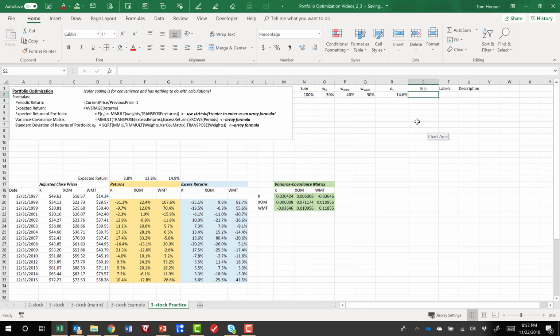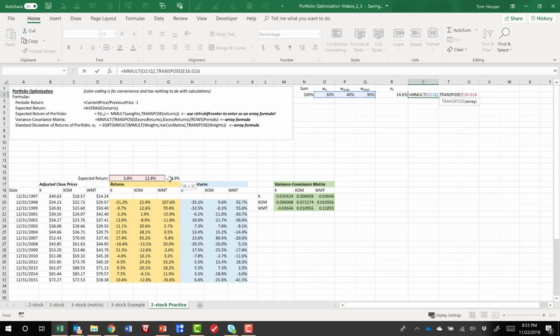The expected return of the portfolio is just the matrix multiplication of the weights with the transpose of the expected returns. Close out the parentheses, Control-Shift-Enter.